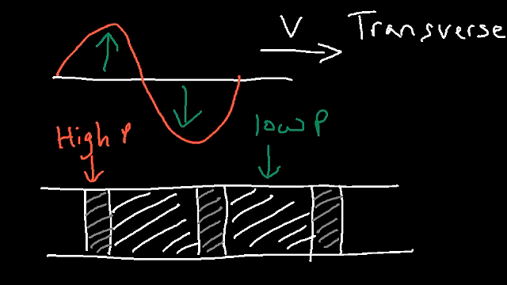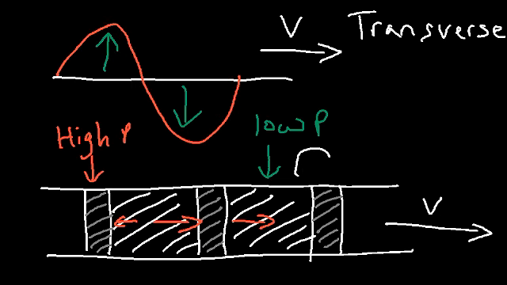Now the reason why a sound wave is considered a longitudinal wave is because the oscillations are parallel to the wave direction. Notice that the oscillations are in the x direction.